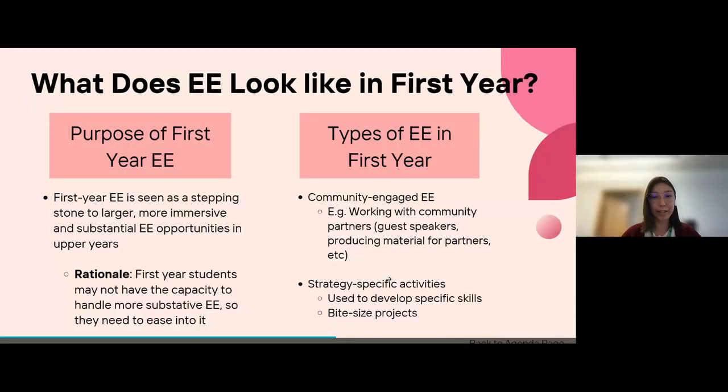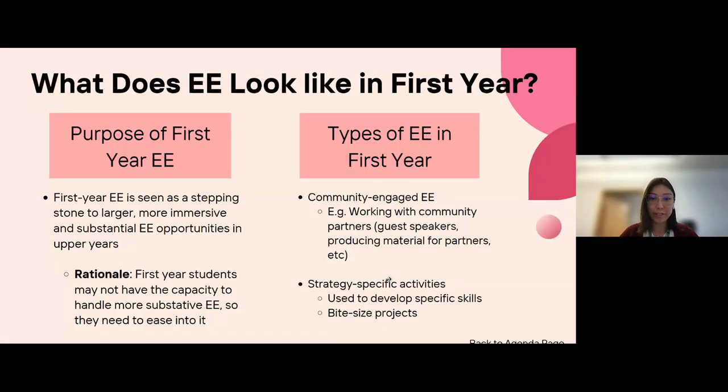So what does EE look like in first year? Most of the activities described by instructors who conduct experiential education in first year courses at UBC were primarily strategy-specific or community-engaged activities. Strategy-specific activities in this context refer to short-term, bite-sized versions of larger projects that aim to develop specific skills, such as reflection, critical thinking, technical skills, and so on. And they acted as both an introduction to the university as a whole and experiential education.